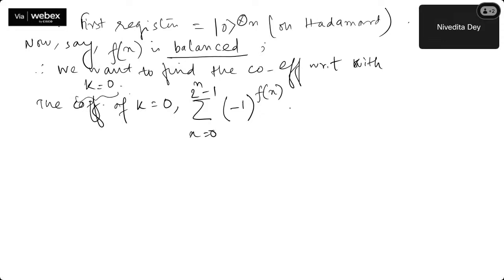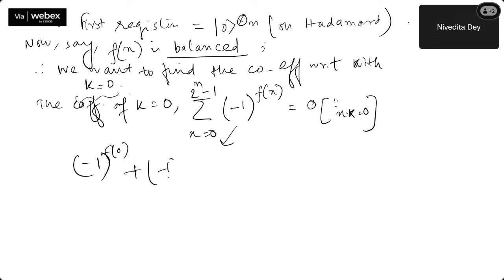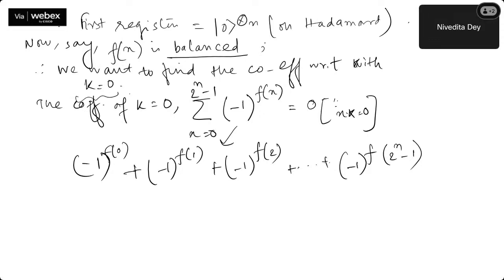Okay. Now this is what I want to check. This will be 0. Why? Because this x dot k is equal to 0. So how am I getting this? Let me just expand it. Minus 1 to the power f of 0 plus minus 1 to the power f of 1 plus minus 1 to the power f of 2, likewise, till minus 1 to the power f of 2 to the power n minus 1.